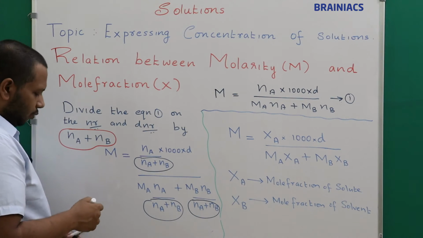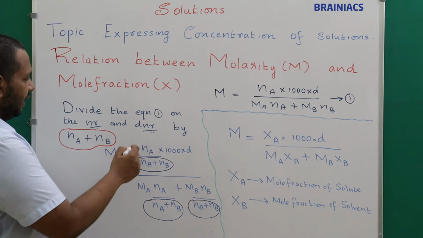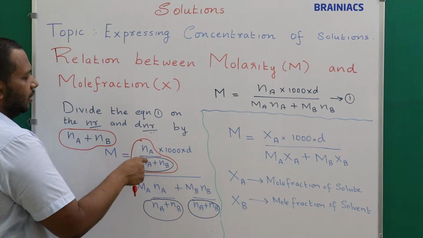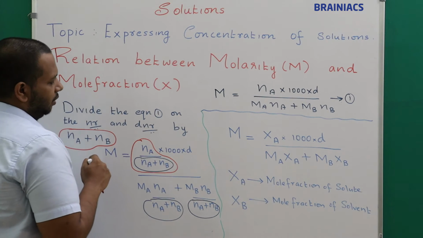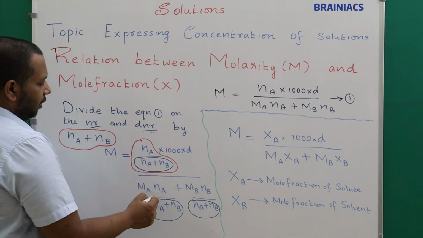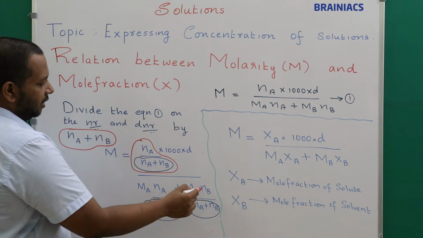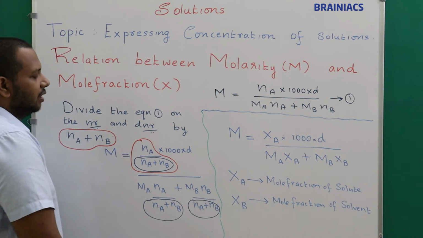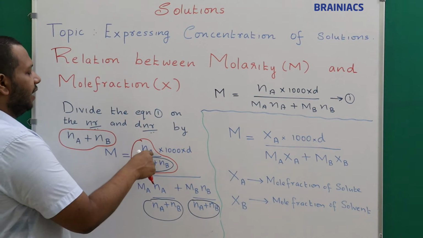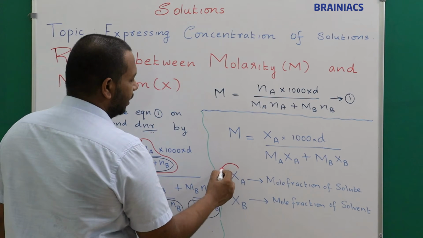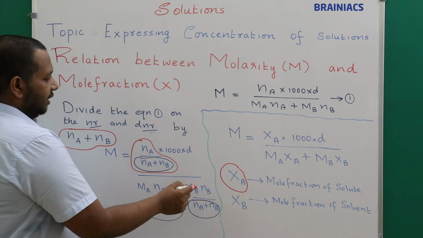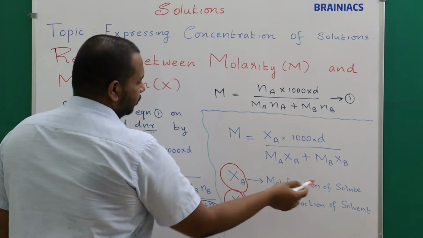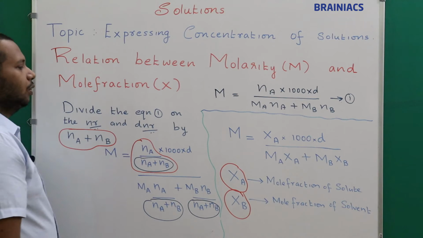Now please listen here, what does NA by NA plus NB stand for? This we have already learned: number of moles of the solute divided by total number of moles of the solution. Same thing here, NB by NA plus NB: number of moles of the solvent divided by total number of moles of the solution. So NA by NA plus NB is nothing but my mole fraction Xa, and NB by NA plus NB is nothing but my mole fraction Xb, that is the mole fraction of the solvent. First one is the mole fraction of the solute.